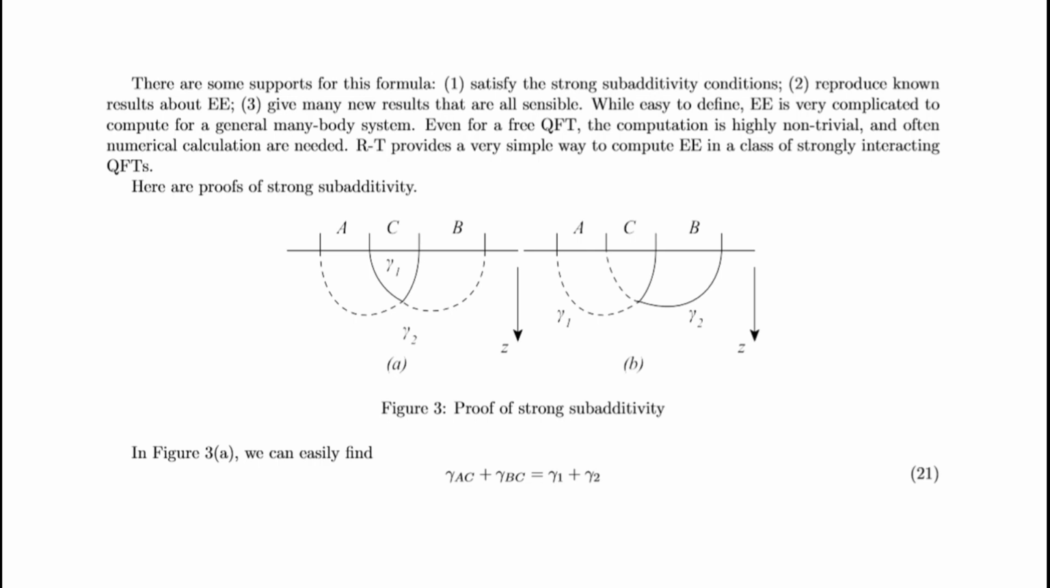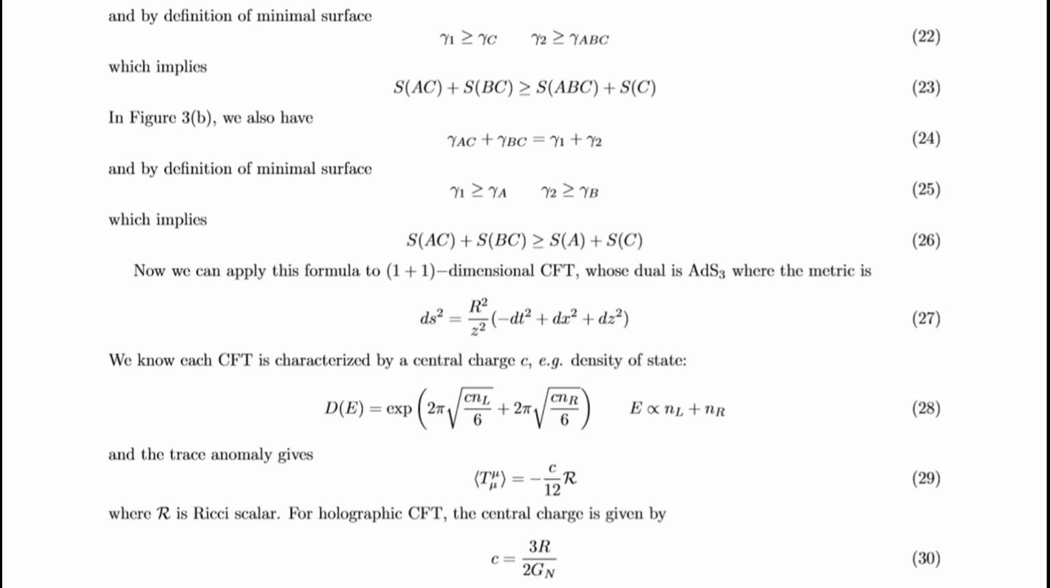Here are proofs of strong subadditivity. In figure 3a, we can classify this. And by the definition of minimal surface, this implies this. In figure 3b, we also have this. And by the definition of minimal surface, this, which implies this.